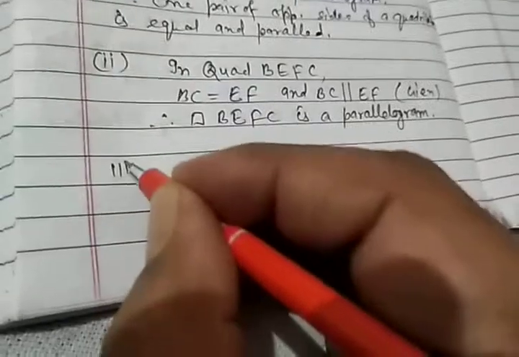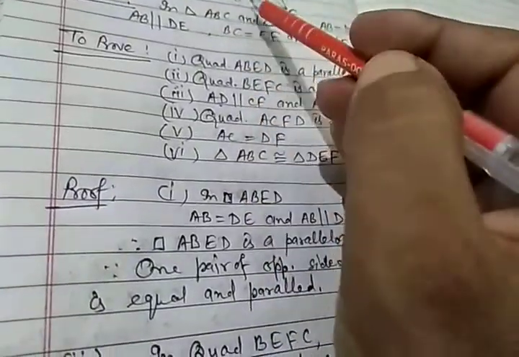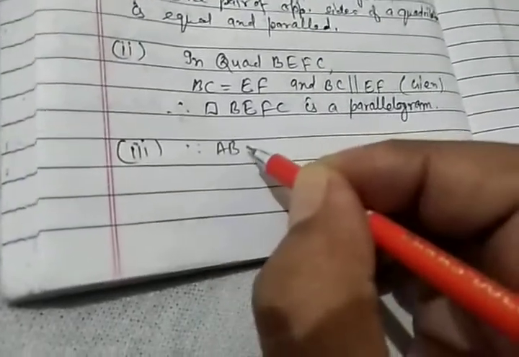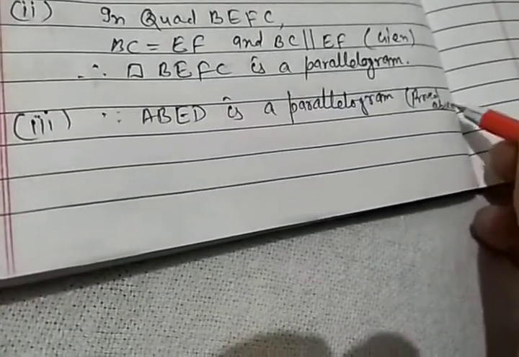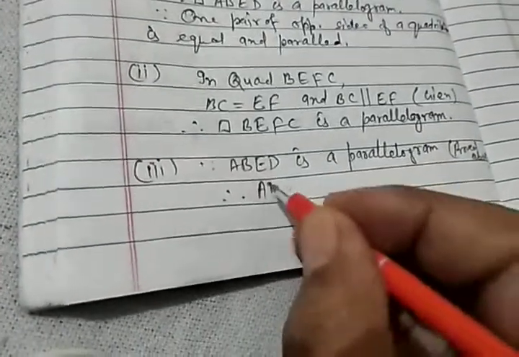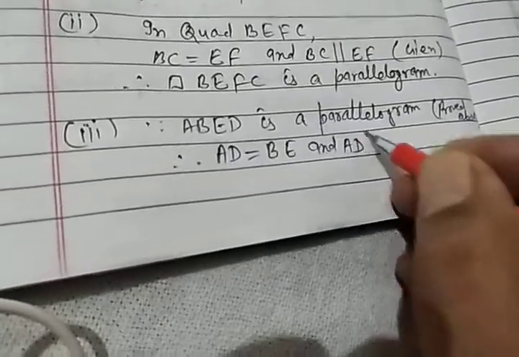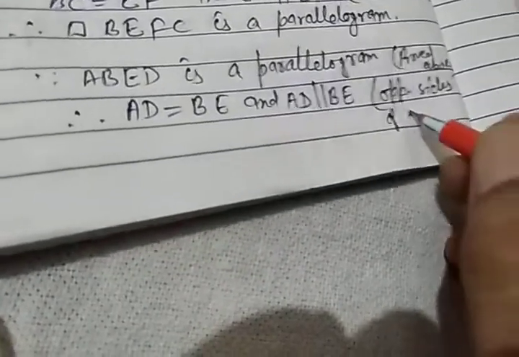Third part, AD parallel CF. From first, since ABED is a parallelogram, proved above, therefore AD equal BE and AD parallel BE, opposite sides of a parallelogram.